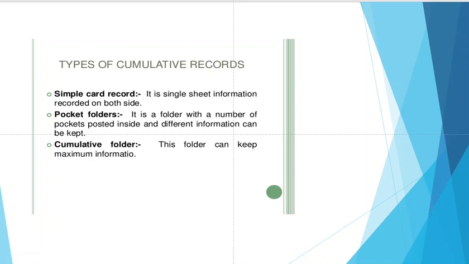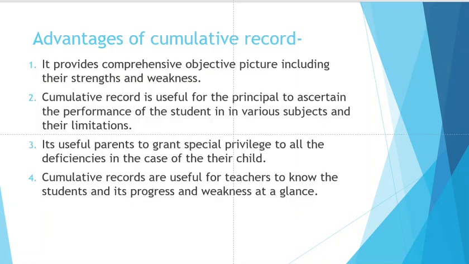Then the third one is the cumulative folder. This folder can keep the maximum information. So these are the three types of cumulative records: the first is the simple card record, the second is the pocket folder, and the third is the cumulative folder.